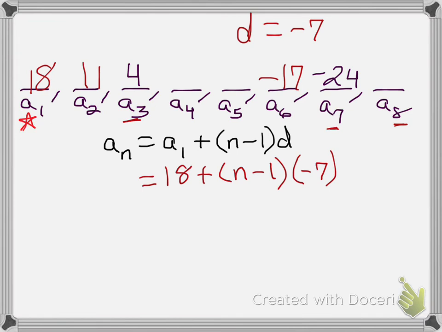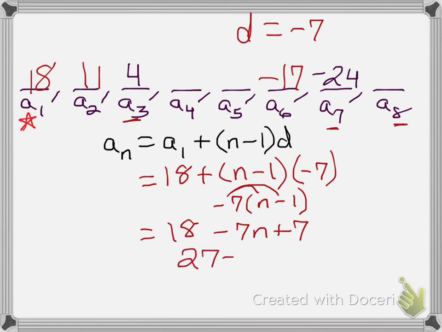And I know most of you guys are used to seeing it look like this, so I'm just going to write it out so that you know it's the same thing. Negative 7 times n gives me negative 7n. Negative 7 times negative 1 gives me positive 7. Bring down my 18. Combine like terms, and I'll get 25 minus 7n.